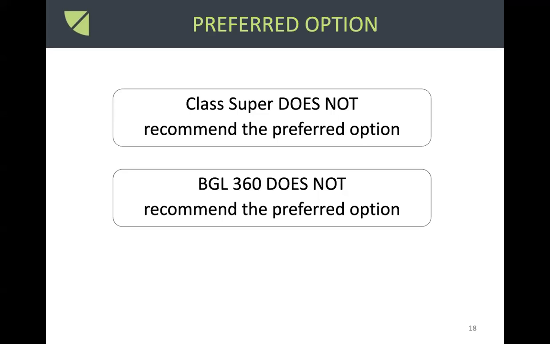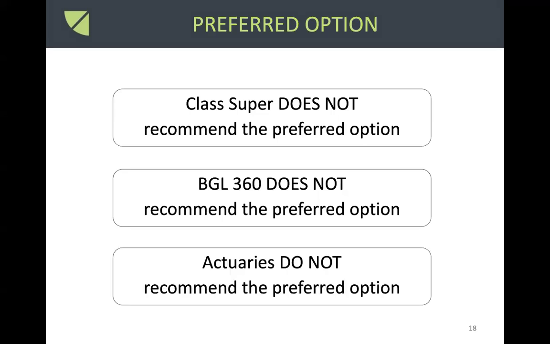you there as well. Not only will Lime Actuarial not tell you the preferred option, but none of the actuaries that I'm aware of will tell you the preferred option. And that's because most actuaries operating in this industry got together and we all agreed we actually can't recommend the preferred option because we don't have all the information that we would need to do so. And it would be unprofessional to give you that recommendation. So none of us are able to do that.